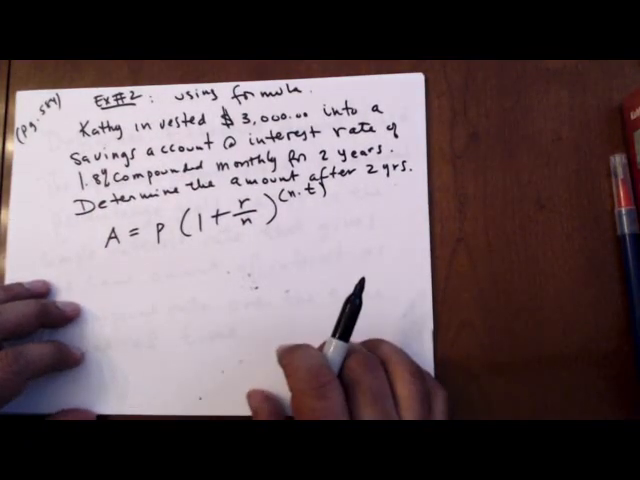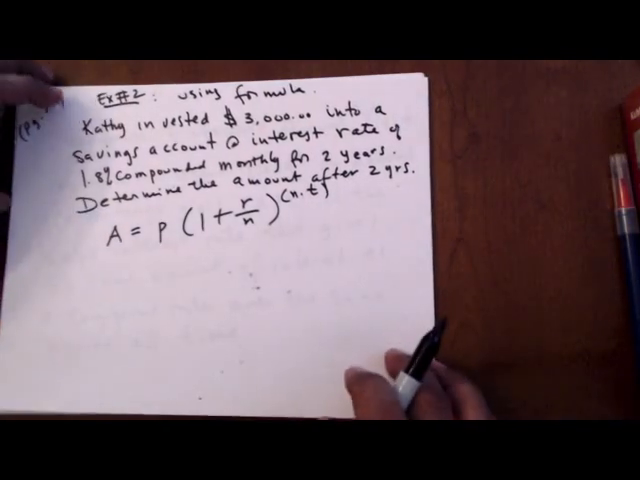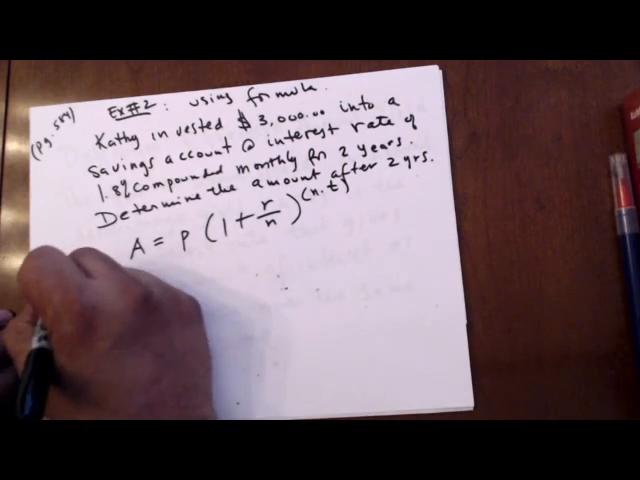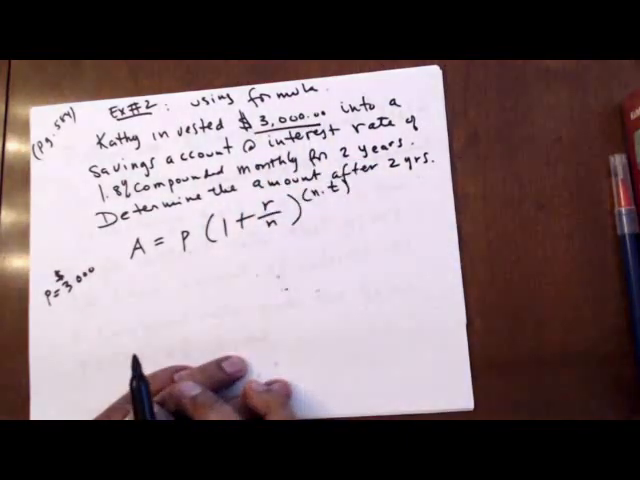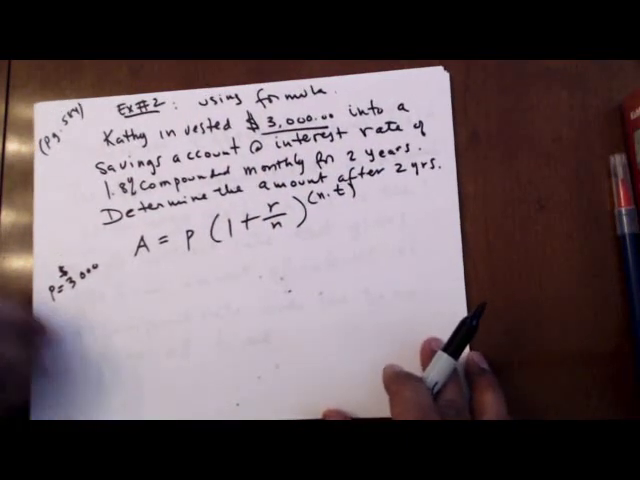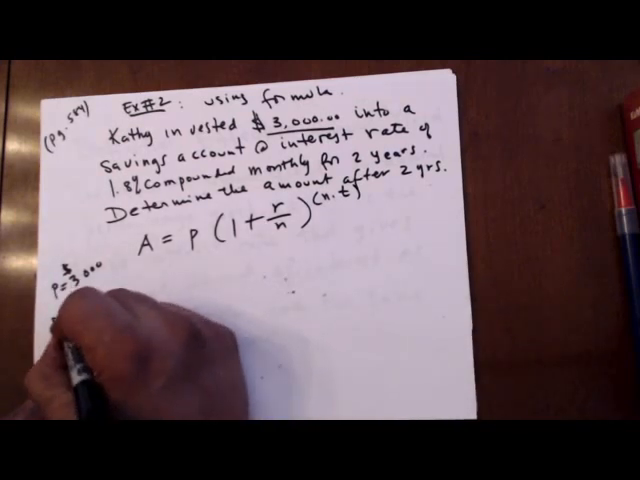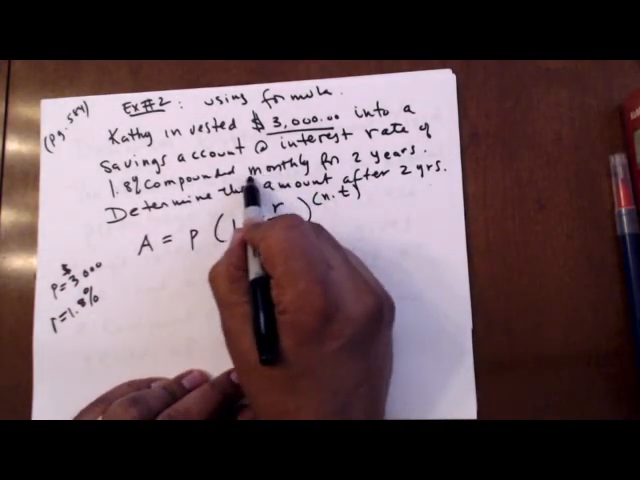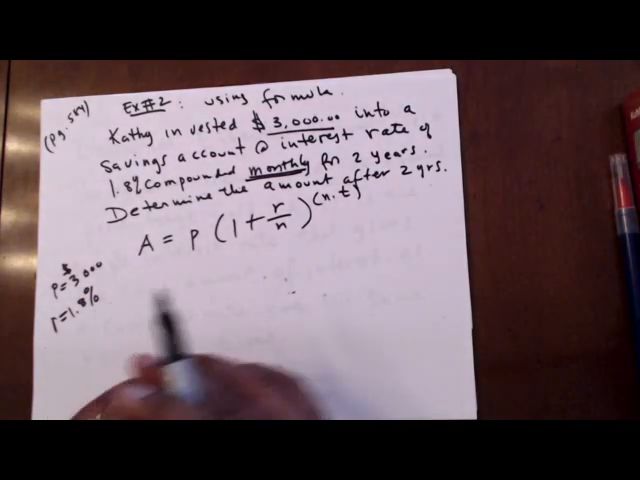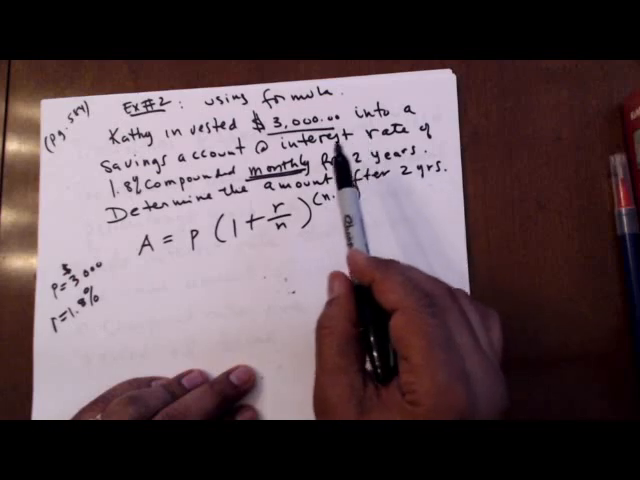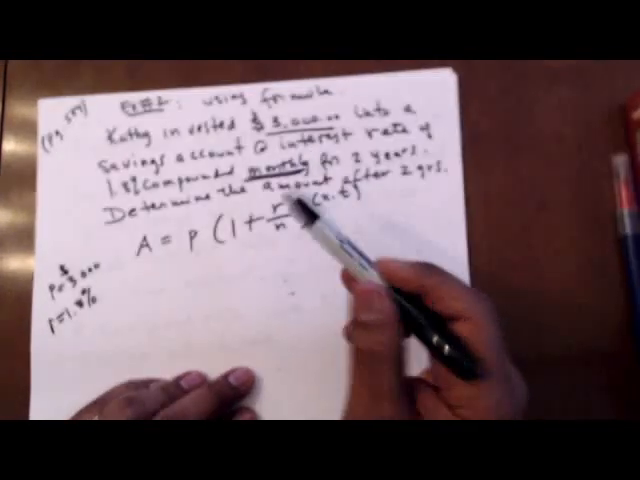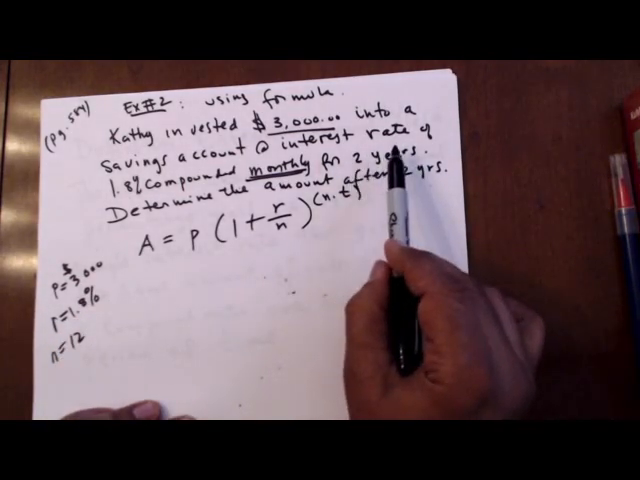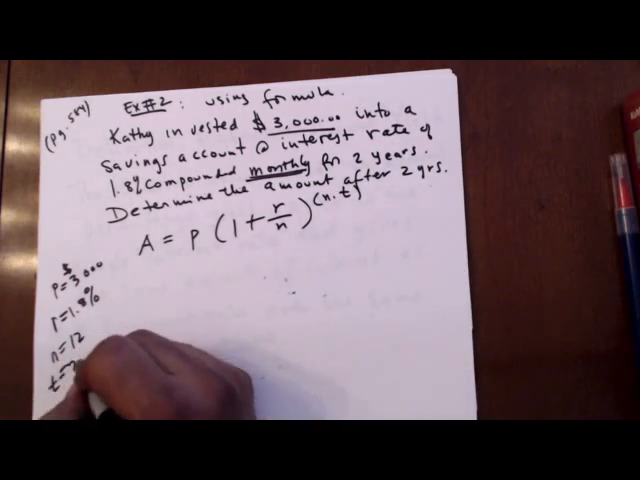Compounded monthly for 2 years. So the key in this problem is to find out, for example, the principal is equal to $3,000. We have it here. Then we need to look at the interest rate, the rate is equal to 1.8%. It's compounded monthly, that means that the paying periods are going to be 12 months, because there are 12 months in a year, so n is equal to 12. And this is going to be for 2 years. Our t is equal to 2 years.